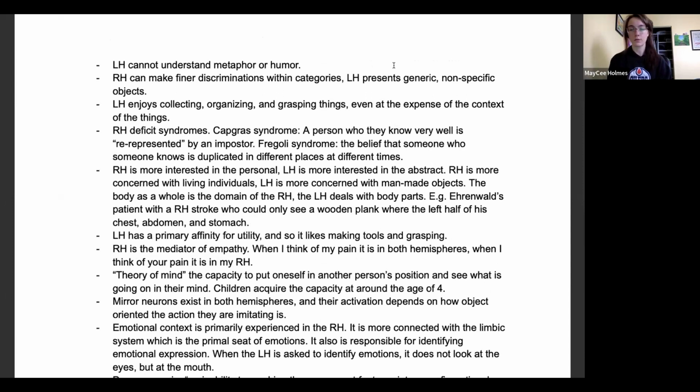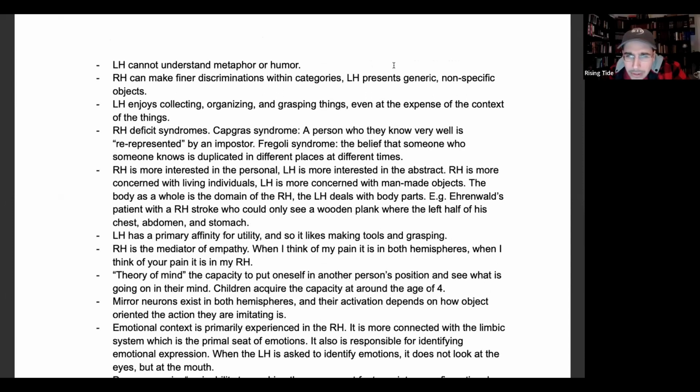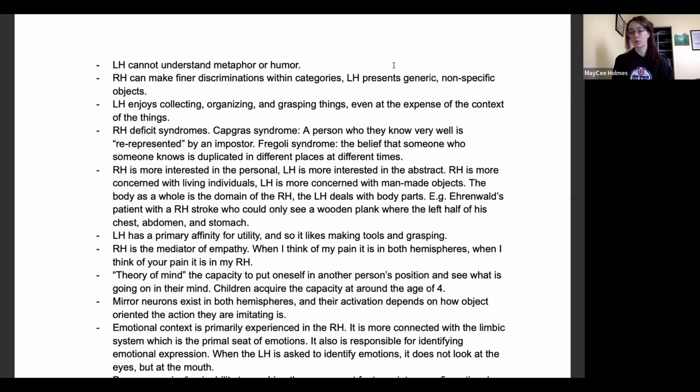Okay. It's a syndrome, Capgras syndrome, where a person they know very well is re-represented by an imposter. So the syndrome is quite literally that you think that a person you know, that's not them, that's an imposter, a re-representation of them, but that's not them, you know what I mean?